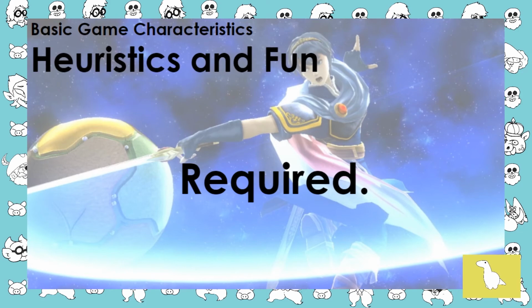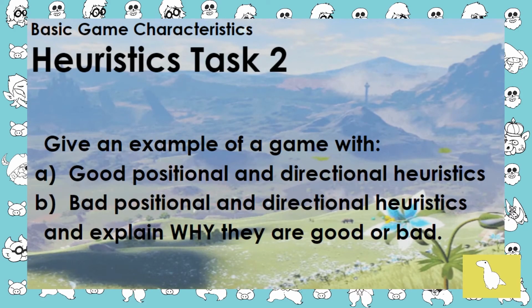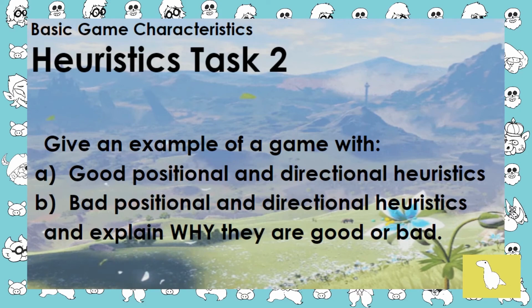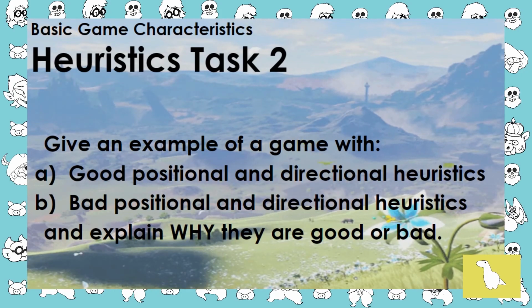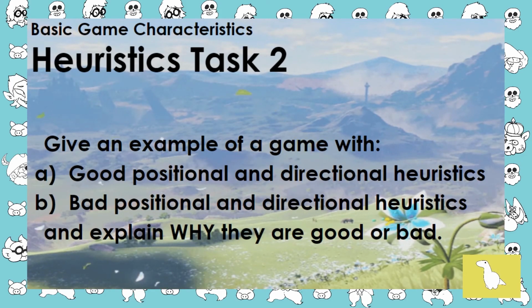Okay, so short and sweet this time. Have a try at this. What I'd like you to do is give an example of a game with good positional and directional heuristics, so it works on both counts, and a game with bad positional and bad directional heuristics, and try to explain why they are good or bad. Next time we'll be talking about different types of heuristics and how they can affect a game and make it satisfying or less satisfying, but for now you've got something to try, and hopefully you're starting to understand how heuristics works by now.